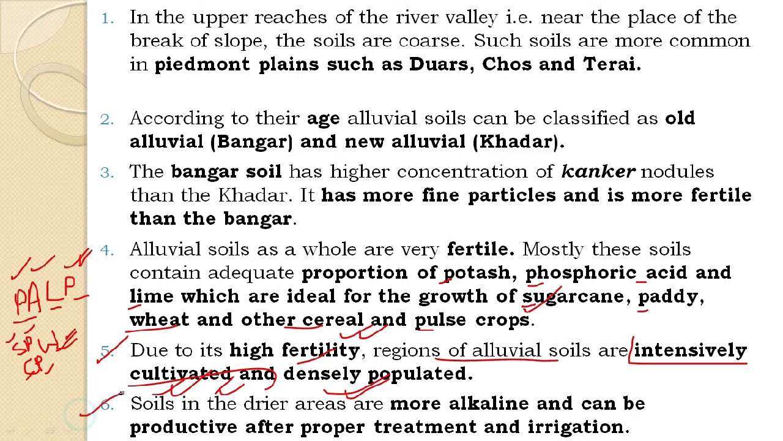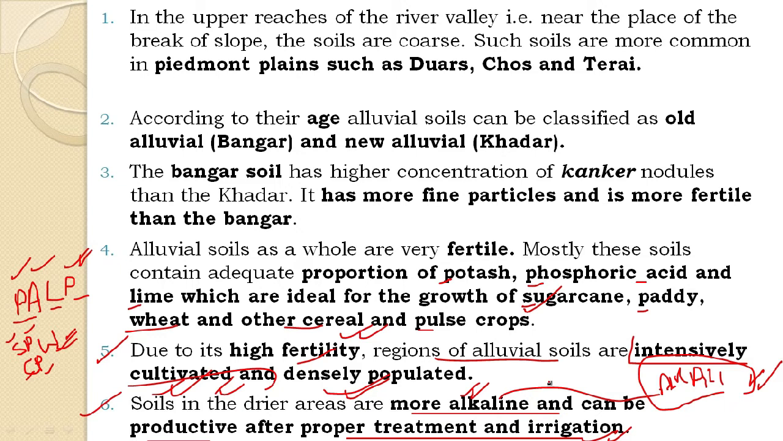Now come to point number 6. Soils in the drier areas are more alkaline and can be productive after proper treatment and irrigation. Now I want you to tell me, what do you mean by alkali? In the comment section or in the post section you will be writing the answer of what you actually mean by this term alkali. Okay.